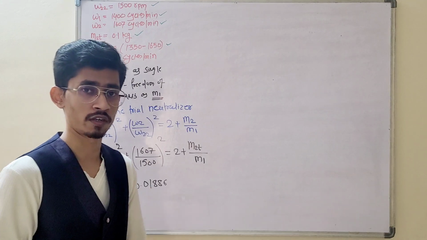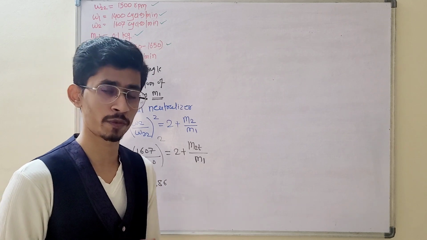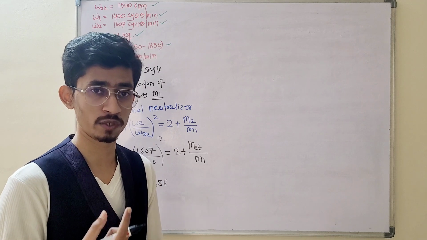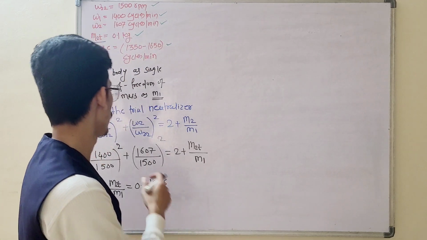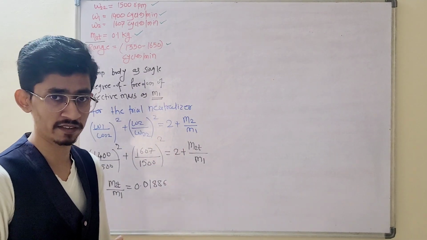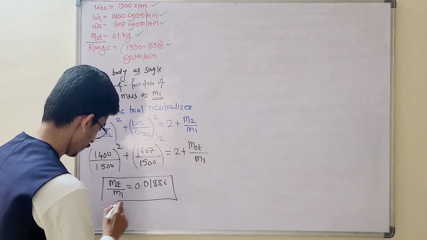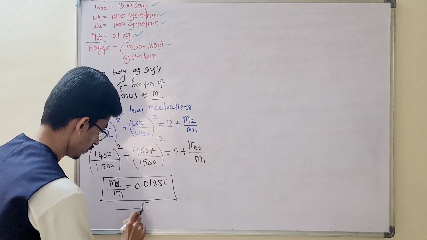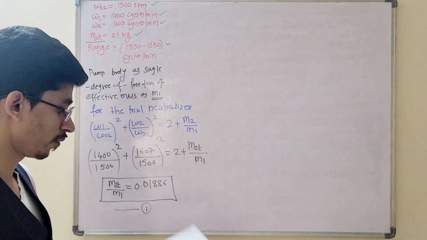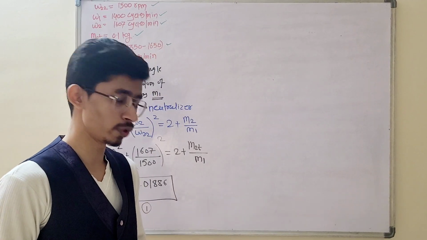For newcomers to this video, I suggest you go and watch the previous theoretical video and one numerical video based on this dynamic vibration neutralizer. Then you will understand this formula, what its end results are, and where we have taken these end results from, and it is easy for you then to solve this numerical. So this is our equation 1. In equation 1 we have found m2t divided by m1 equal to 0.01866, where m2t is the mass of the neutralizer.